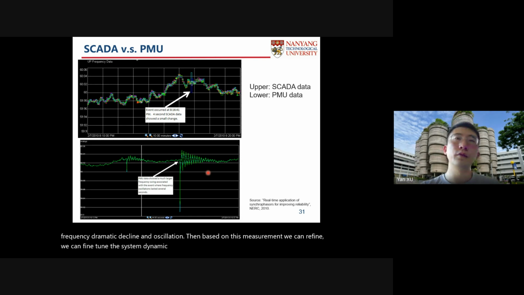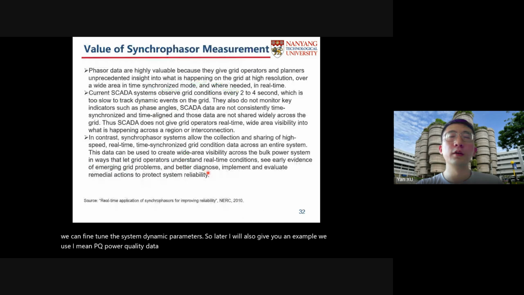Okay, so later I will also give you an example. We use PQ, power quality data, to estimate the load parameters. Later, I will introduce this.